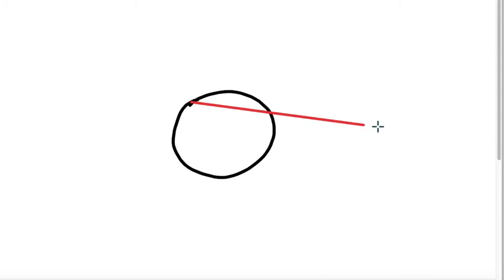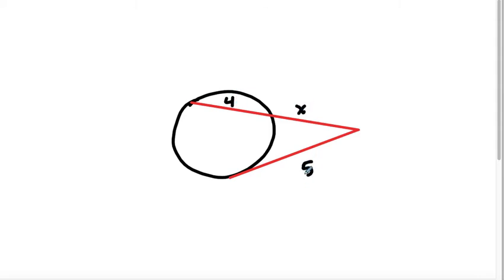So I've got this circle. And here, I'm actually going to draw in my secant and my tangent. So I got a secant. I have a tangent. There we go. And I tell you that this is 4 and this is x, and the tangent's length is 5.